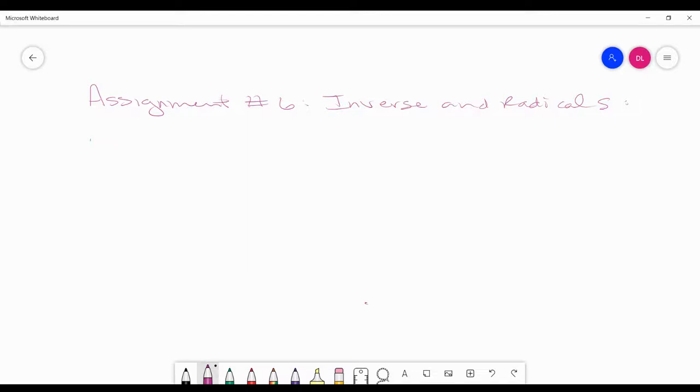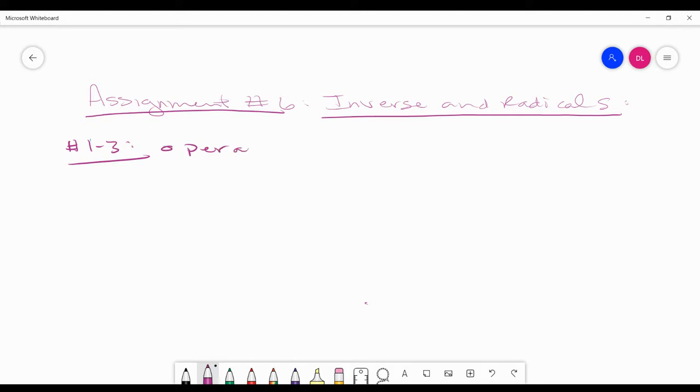The iPad's just not happening right now, so we're going to be on this one here. And so I will walk us through assignment number 6. We're working on inverse and radicals still. So we have numbers 1 through 3. These are operations with radicals.